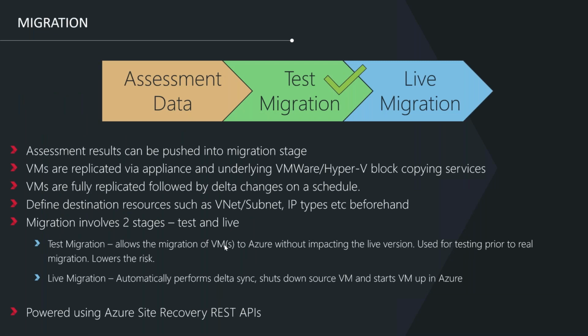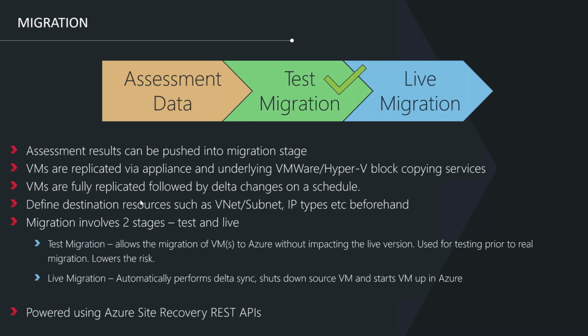So once we've done the assessment, we can then look at migration in terms of how we actually do that. So for Azure Migrate, we have two differing migration levels. We have the test migration and we have a live migration. What we can do is take our assessment data and push all that information into the migration piece, which is really handy. It means we can just funnel all that information in. We don't have to repeat anything or provide anything on that side of things.